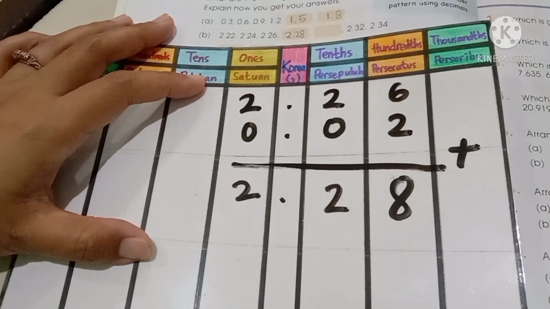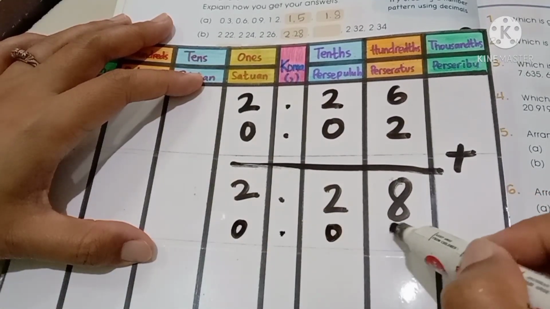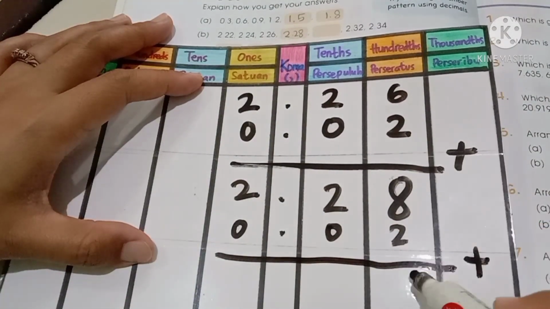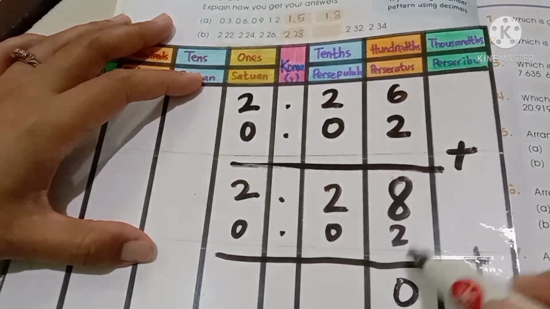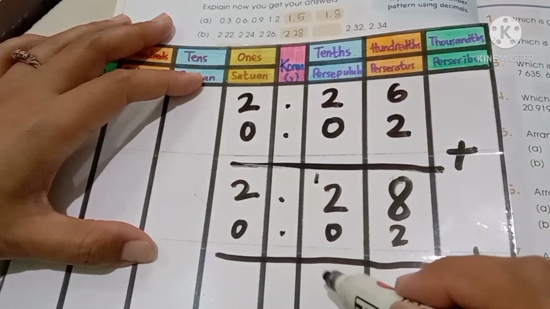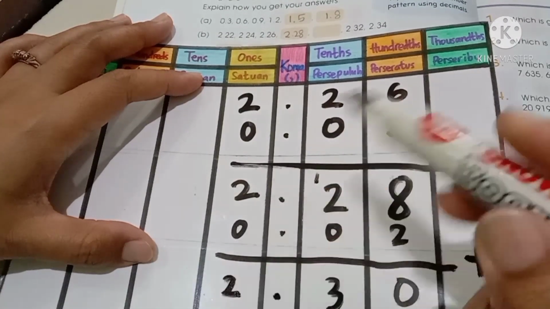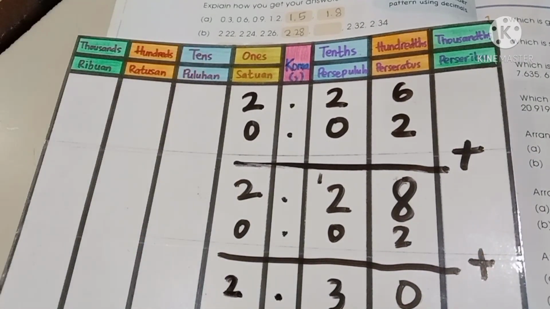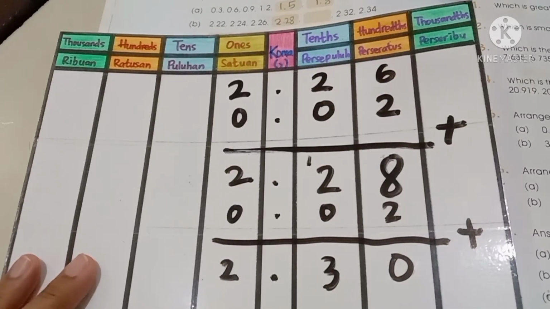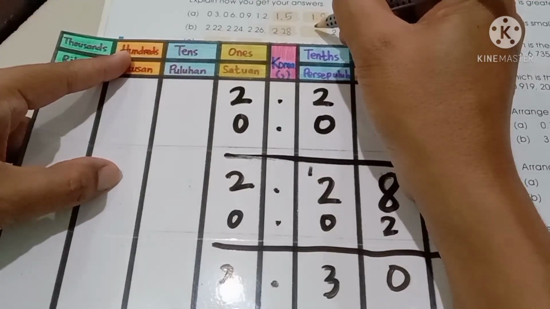So it will be 2.28. We continue to add 2.28 plus 0.02: 8 plus 2 equals 10. Put here 1 plus 2, 3 plus 0, 3. Bring down the comma. 2 plus 0 equals 2. So 2.30, right? It is 2.30. So I write here 2.30.